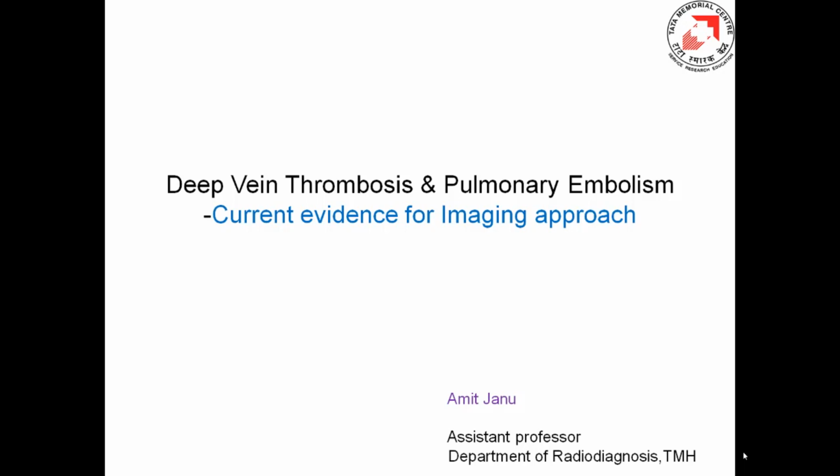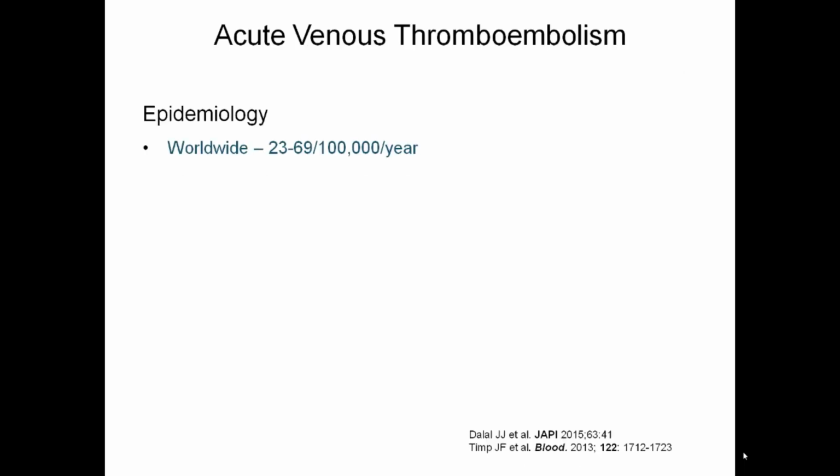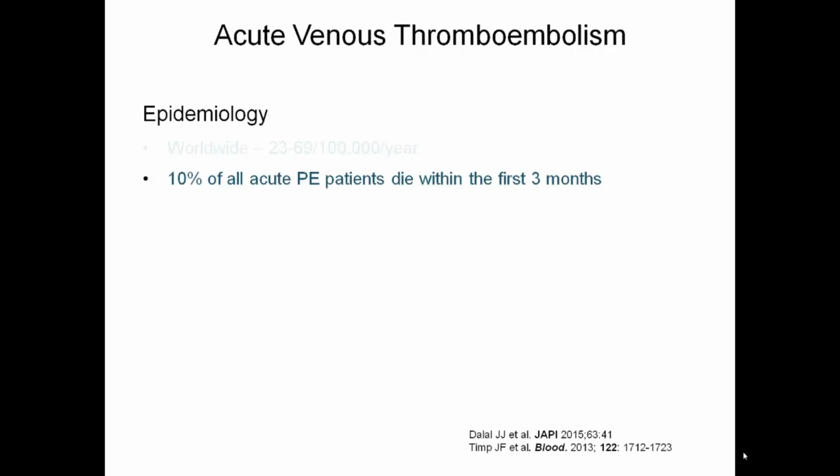So regarding acute venous thromboembolism, the epidemiology of acute venous thromboembolism is around 50 per lakh per year. 10% of all acute PEs die within the first 3 months. So it is extremely important that you diagnose these patients and they get the proper treatment.